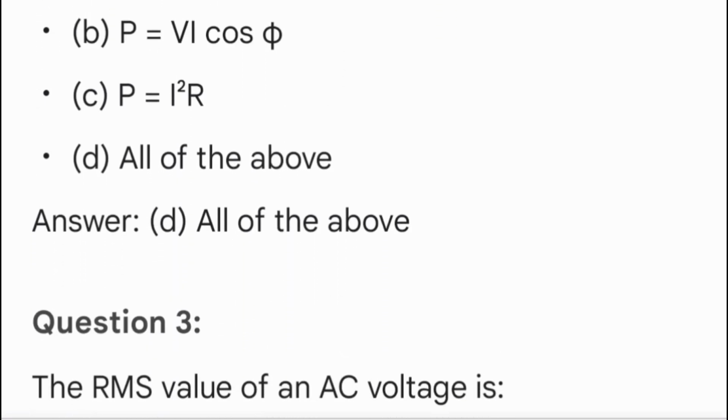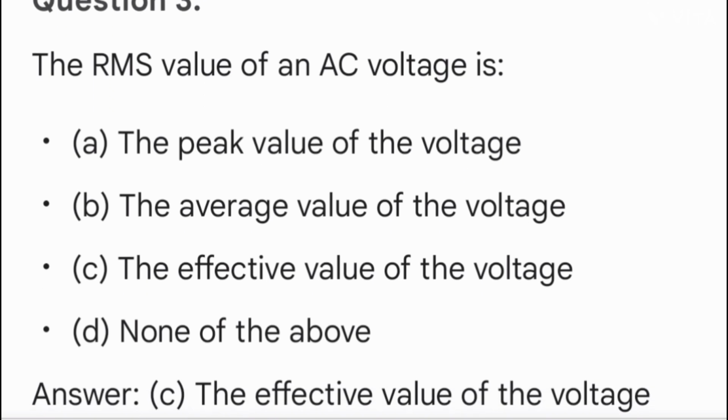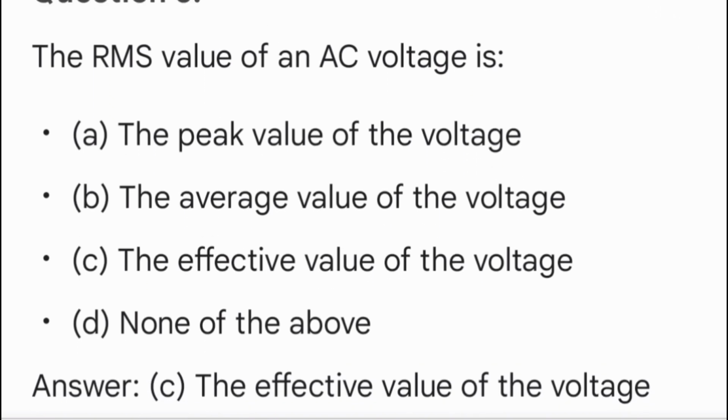Question 3. The RMS value of an AC voltage is A. the peak value of the voltage. B. the average value of the voltage. C. the effective value of the voltage. D. none of the above. Answer. C. the effective value of the voltage.